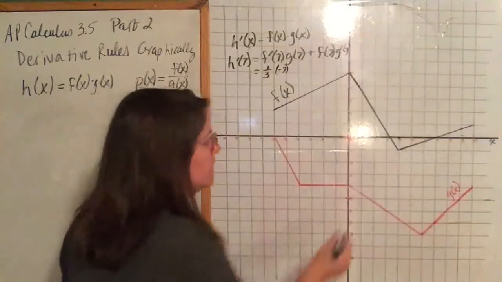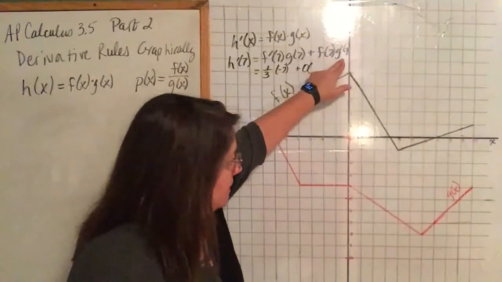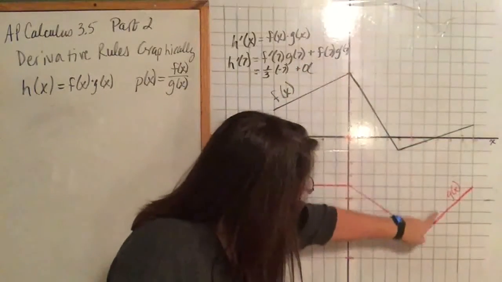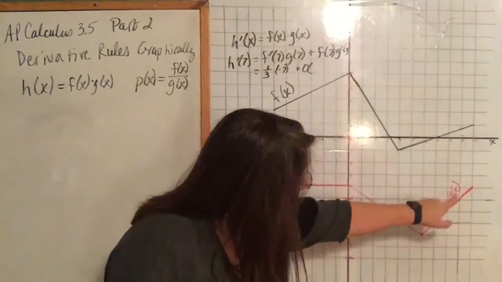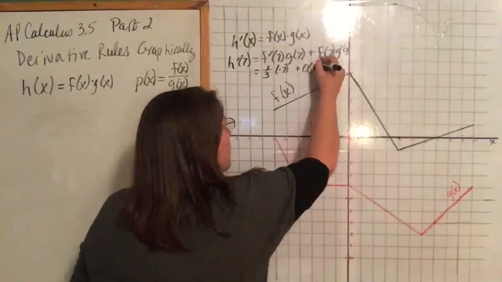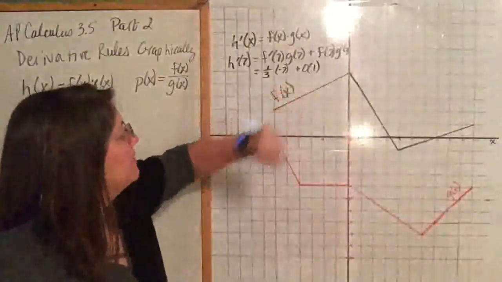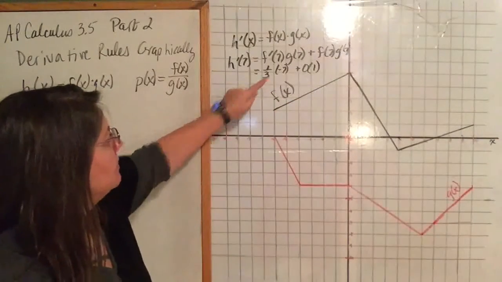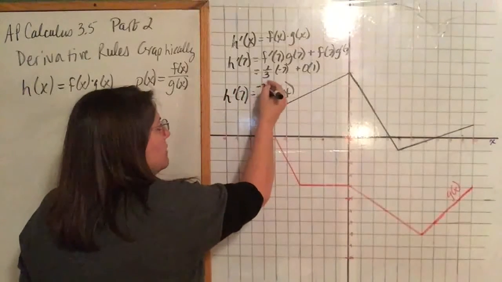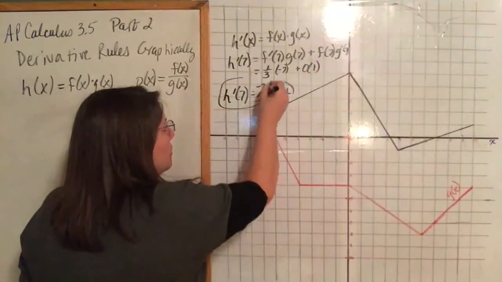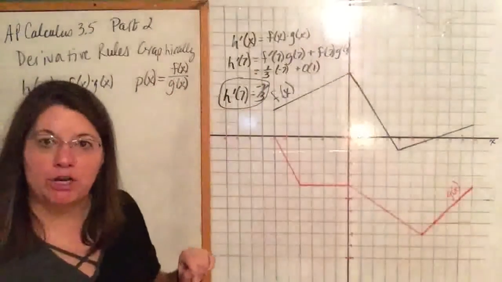F of 7 is 0. G prime of 7 is the slope of this portion of the g function. That looks like that slope is 1. So that's 0 times 1. This is nice because this part drops out because of that 0. So we've got -7/3. So h prime of 7 is -7/3. We've used a graph to do an application of the product rule there.